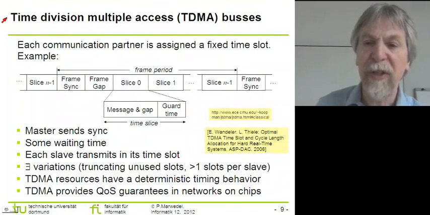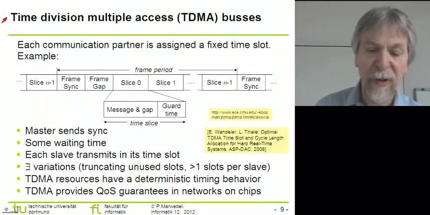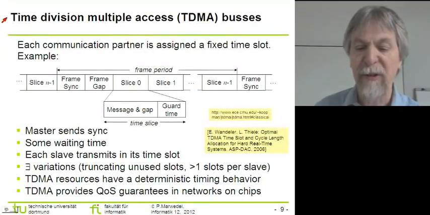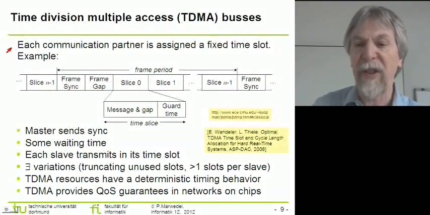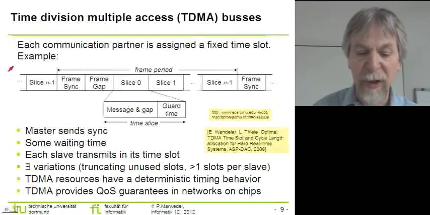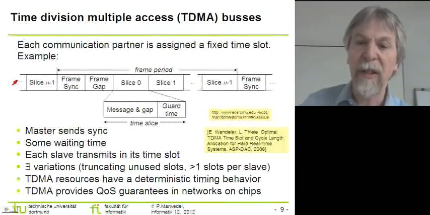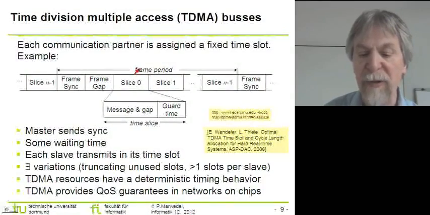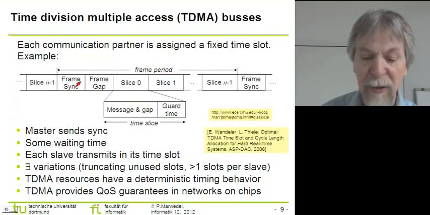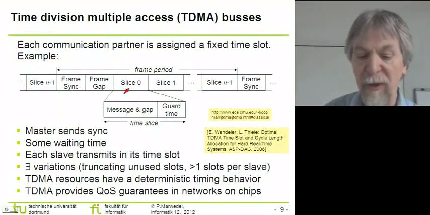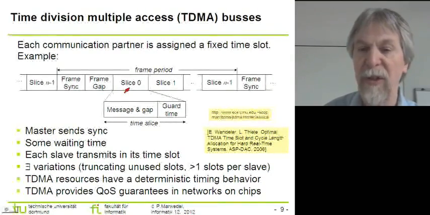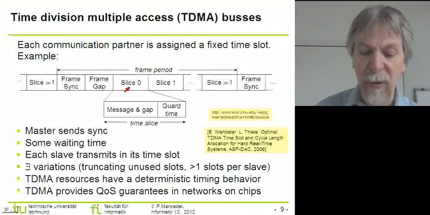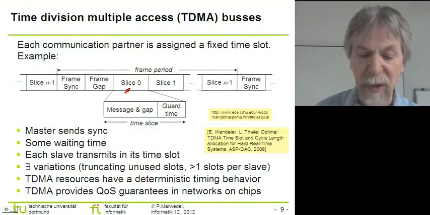So this something different that can be done includes the use of so-called time division multiple access, or TDMA buses. For TDMA buses, each communication partner is assigned a fixed time slot. So for example, we can think of dividing the time into so-called frames. These frames are typically all of the same length. And then within such a frame, we do have allocated slots, or so-called slices. And during these slices, the communication partners have the exclusive right to transmit their information during that particular slice.